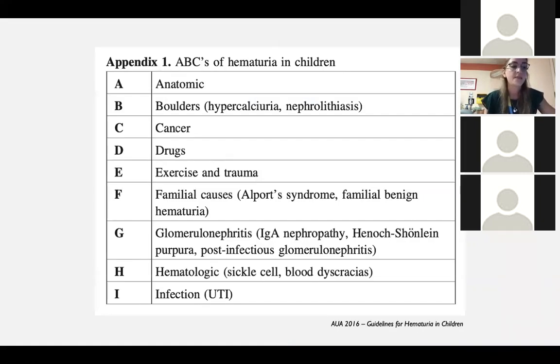And then the AUA has this ABC classification of the causes of hematuria in children, where A is for anatomic abnormalities, B is for boulders, meaning hypercalciuria or stones, C is for cancer, D is for drugs, E is for exercise and trauma, F for familial causes such as Alport syndrome and familial benign hematuria, G is for all the glomerular nephritis, H is for hematologic such as sickle cell or coagulopathies, and I is for UTIs or infections.